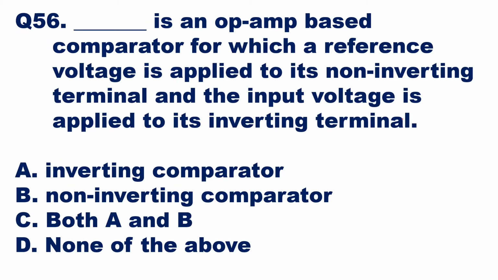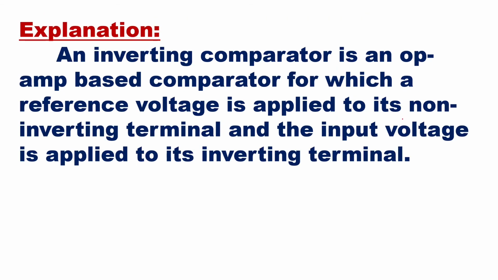Then we'll go to question number 56. Dash is an op-amp based comparator for which a reference voltage is applied to its non-inverting terminal and the input voltage is applied to the inverting terminal. If the reference voltage, that is Vref, is applied to the non-inverting terminal, and the actual input voltage is applied to the inverting terminal, then this type of comparator will be called an inverting comparator. So option A will be the right answer here, inverting comparator. If you see the explanation, an inverting comparator is an op-amp based comparator for which a reference voltage is applied to its non-inverting terminal and the input voltage is applied to its inverting terminal.